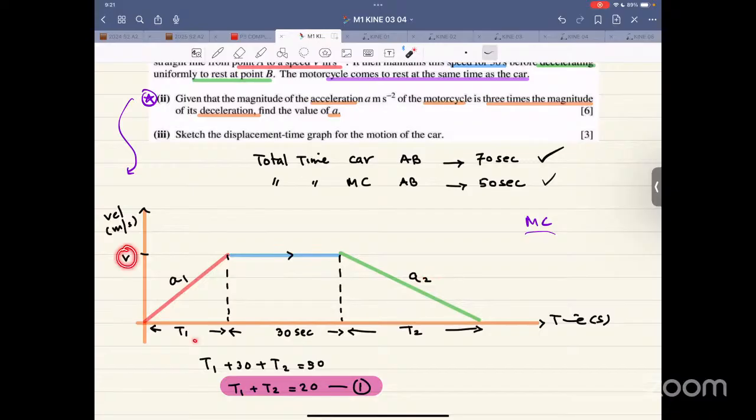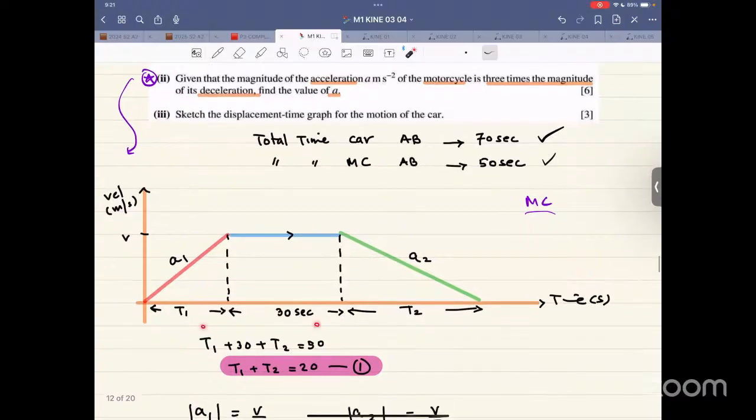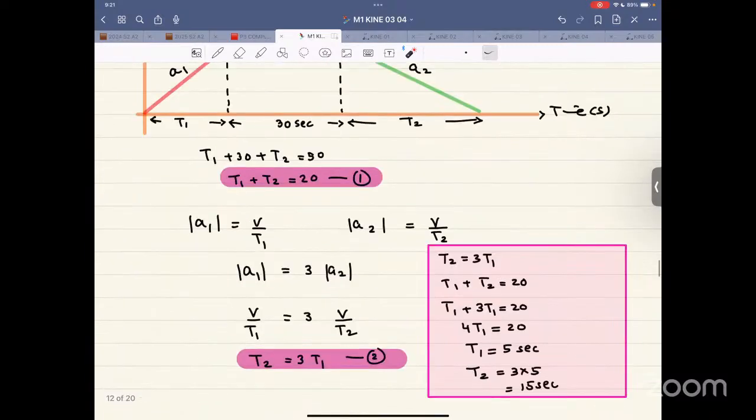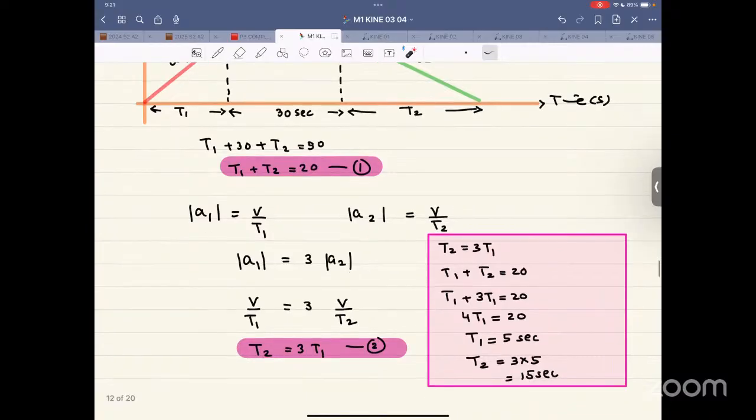So therefore, V over T1, and this thing is V over T2, that is the magnitude. T1 plus 30 plus T2, because it also has this 30 in it, and this adds up to 50. Therefore, T1 plus T2 is 20. That's one equation. The magnitude of A1 is V over T1. The magnitude of A2 is V over T2. And it says the magnitude of A1 is thrice the magnitude of A2. So V over T1 is 3 times V over T2. Therefore, T2 is 3 times T1.